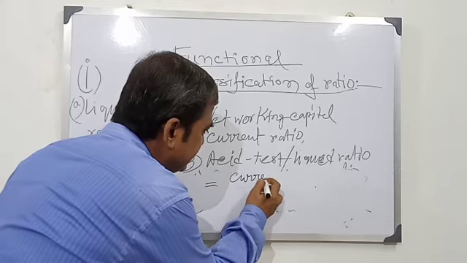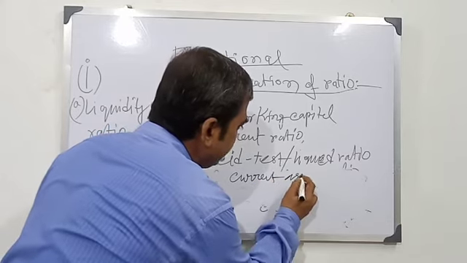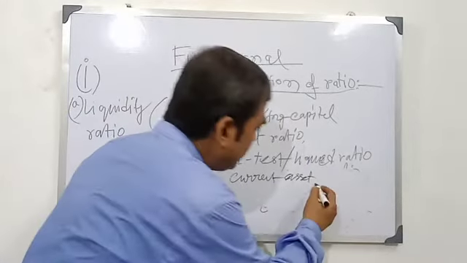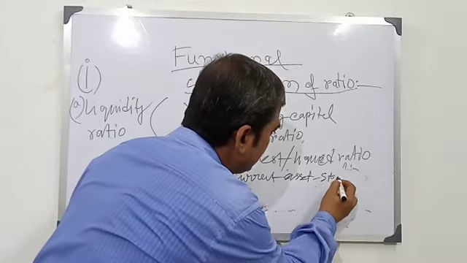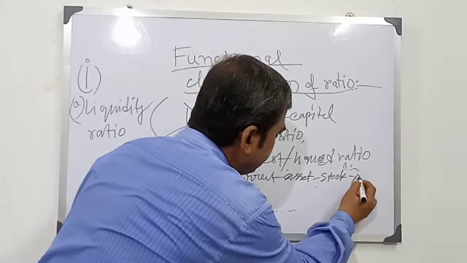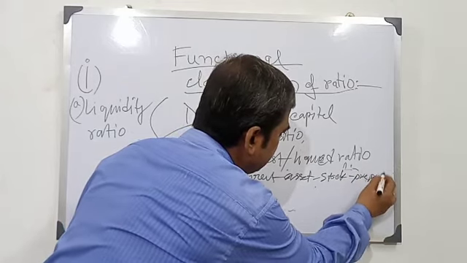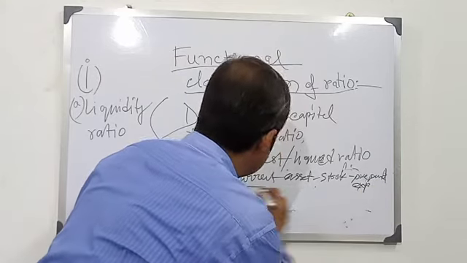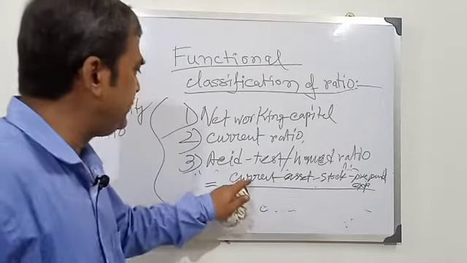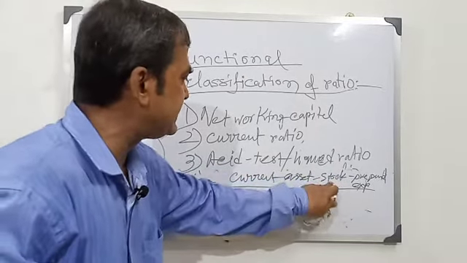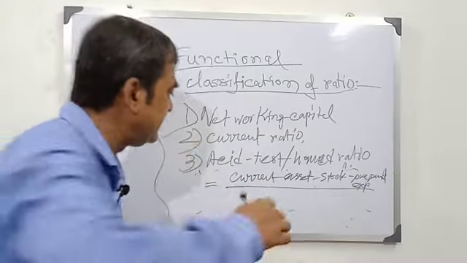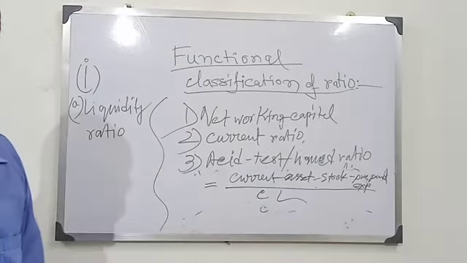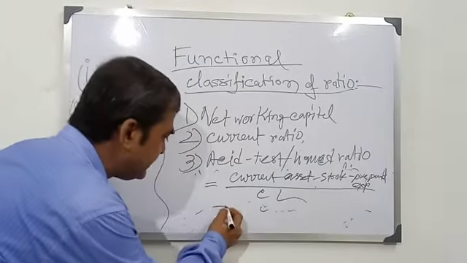So from all current assets, we will deduct two items. One is stock in hand, that is stock. Another is prepaid expense. If we deduct those two items, prepaid expense and stock, from all current assets, and then compare with the current liability, we have the acid test ratio. The standard should be 1:1.